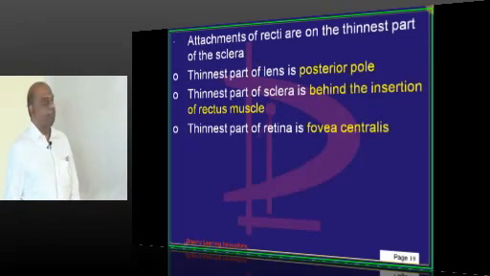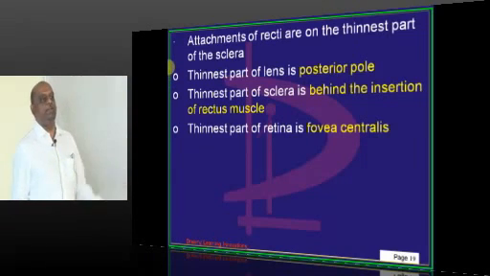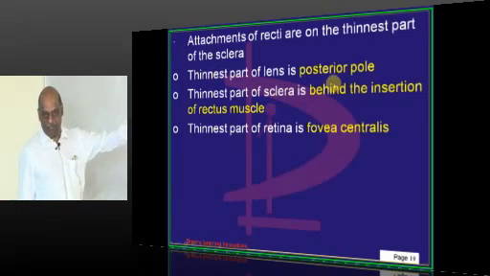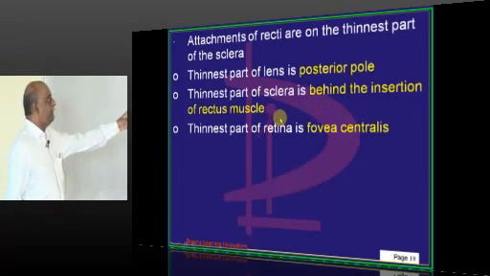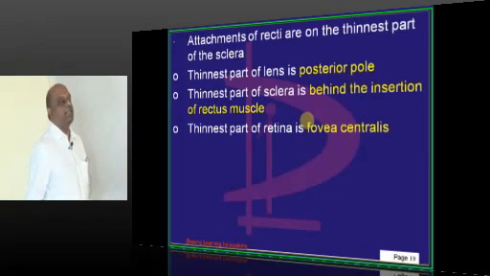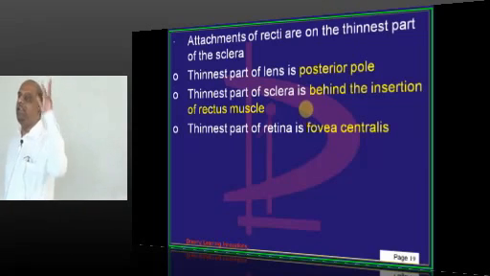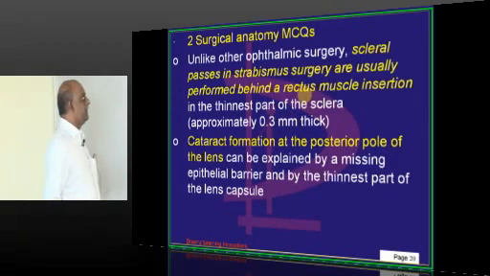There is no surprise because until human civilization is there, the thinnest part will be the posterior pole only. And anyway, we are not planning to take an entrance exam until civilization ends. This year is the end. So the thinnest part of the lens is the posterior pole. The thinnest part of sclera is the point where the rectus muscle is inserting. And what is the thinnest part of retina? Fovea centralis is the thinnest part of retina. So the thin, slim looking parts of the eyeball you must be very sure about.